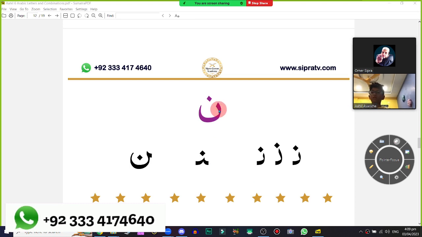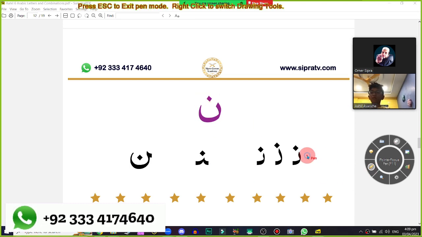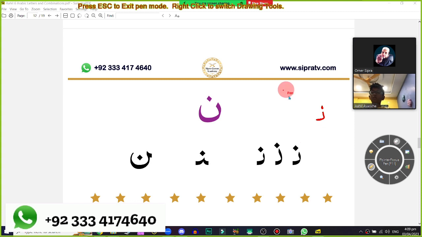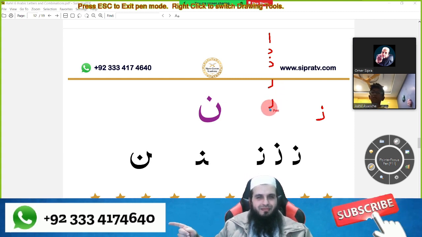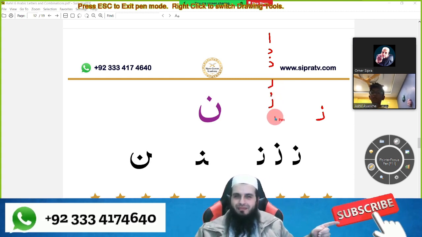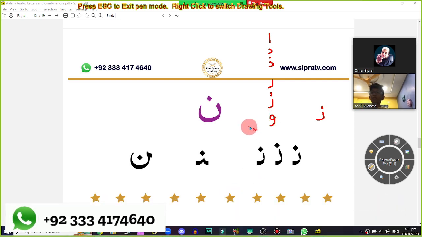Now comes the letter Noon. This is the letter Noon. Now, do not confuse the letter Za with the Noon. Remember this. The letter Za will have a gap. I already told you that these alphabets, Alif, Dal, Zal, Ra, Za, Waw, are some of the alphabets which will have a gap. When there is a letter next to them, there will be a gap, there will be space between them.